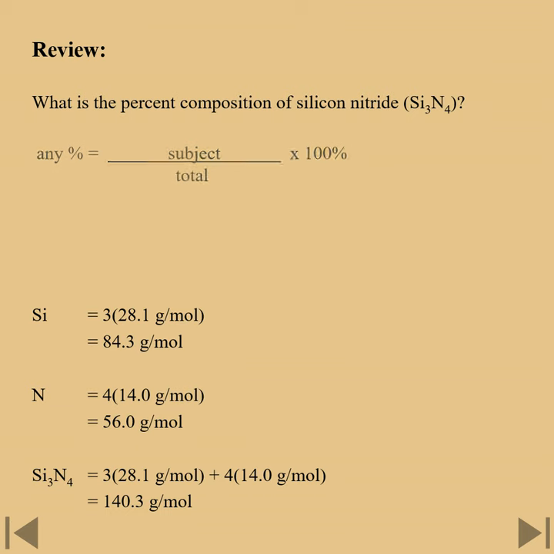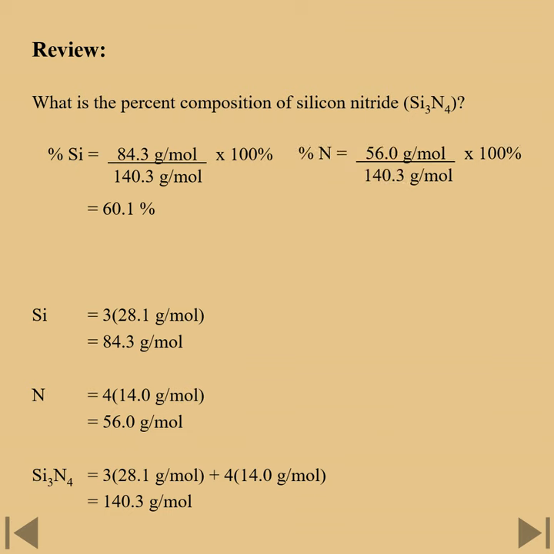For the percent by mass of silicon, the subject here is the mass of silicon divided by the total, for 60.1% silicon. And for the percent nitrogen, we have its mass, the 56.0 grams per mole, over the total mass, 140.3 grams per mole. Multiply this by the 100% for 39.9%. And of course, we would expect that the sum of these 2 numbers should be 100%.